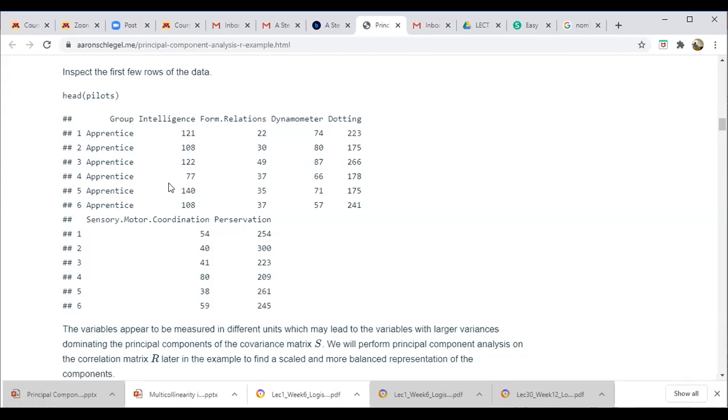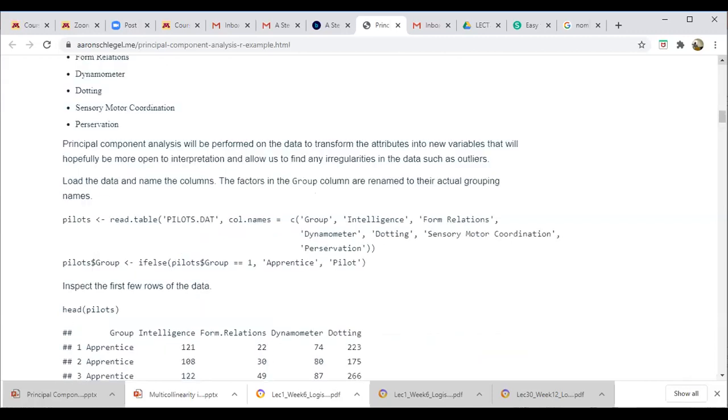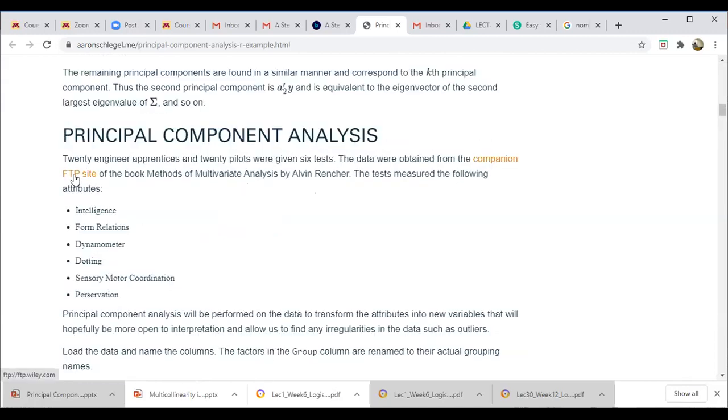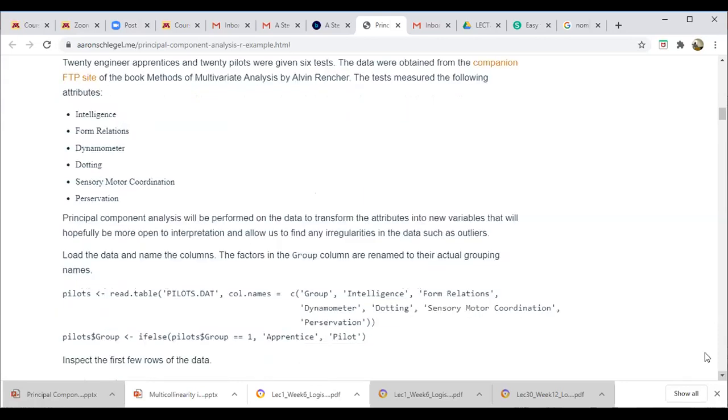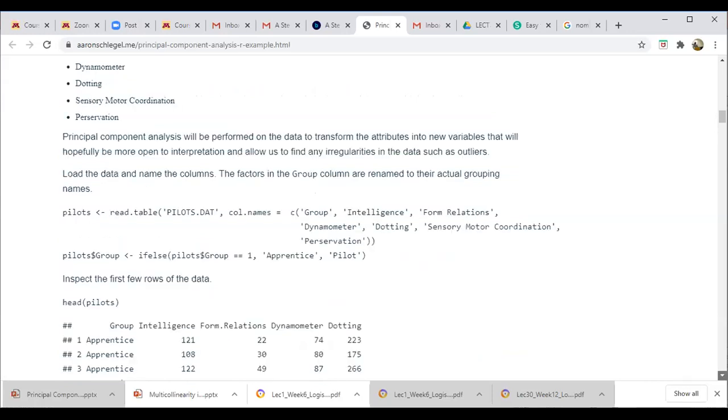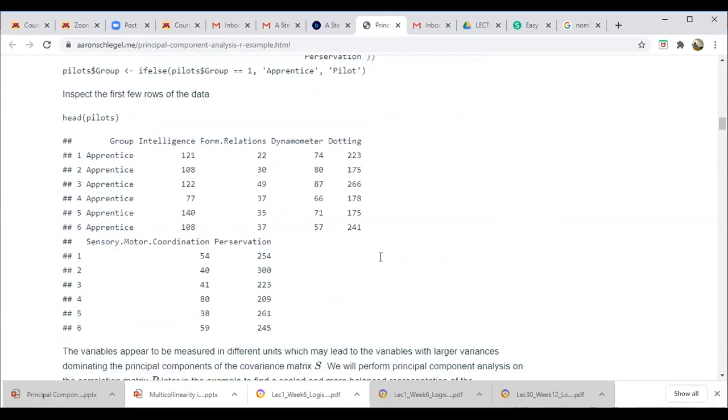Like I said, if you want to have access to the old data set, you can actually go to the companion FTP site to be able to have access to the old data set. But the one that I'm showcasing right now has just 6 experimental units, and then we got 6 predictors, 1, 2, 3, 4, 5, 6.